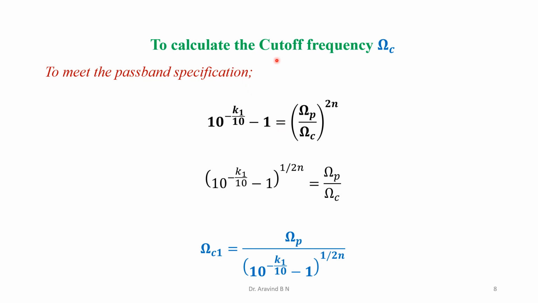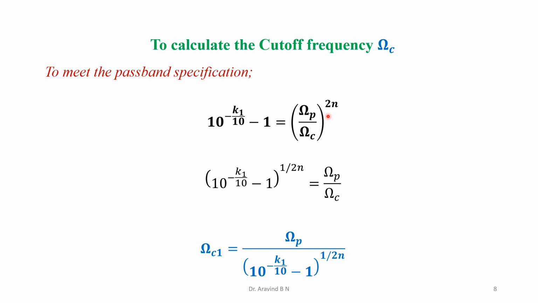Now we can also calculate the cutoff frequency omega c. We are going to make use of equation 3 and equation 4 from the derivation of the order of the filter. We are going to calculate this cutoff frequency with respect to the pass band specification, with respect to the stop band specification, as well as a compromise between these two. Let us first start with the pass band specification. We are going to make use of equation 4 directly here, and we need an expression for omega c.